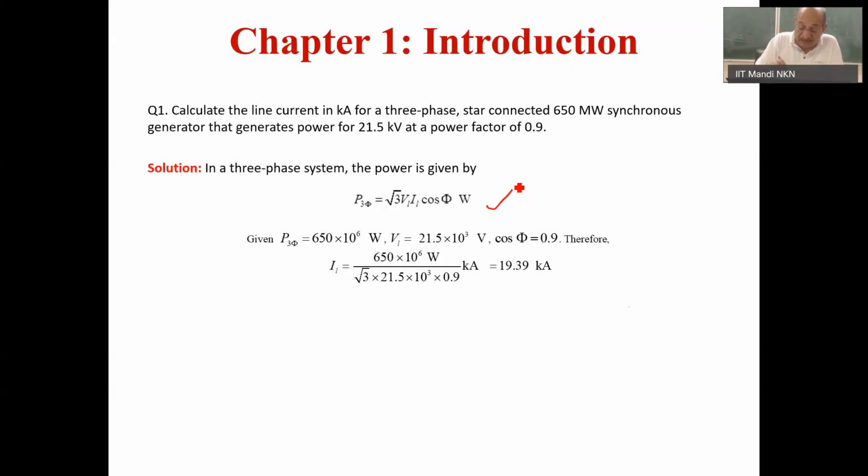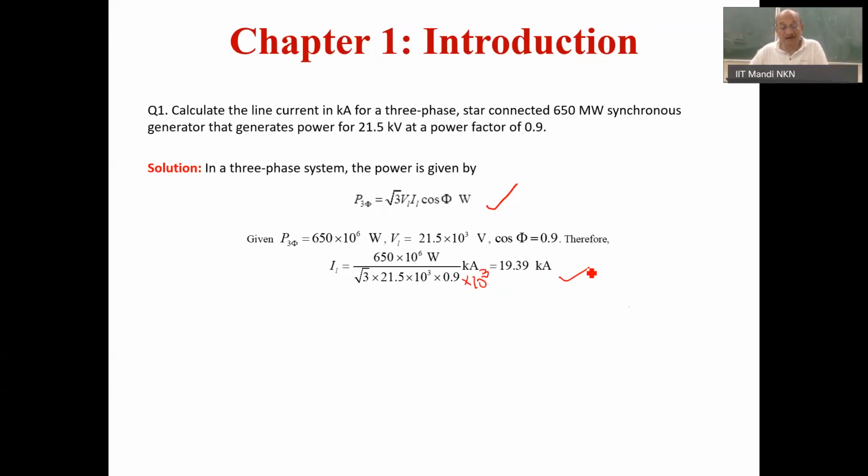It should have been in kiloamperes, as it has been given. So for getting it in kiloamperes, not in amperes, because it is volts and watt, this must be divided by 10 to the power of 3 to make it kiloamperes, isn't it? So that will work out to be 19.39 kiloamperes. This is the line current in every phase of a 650 megawatt generator.